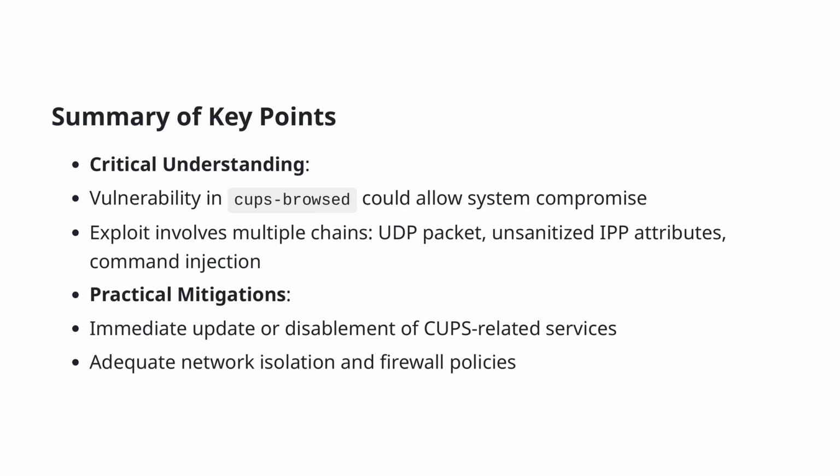In this slide, we summarize key points from our discussion on the vulnerability in cups-browsed. It's critical to understand that this vulnerability can lead to system compromise. The exploit involves several stages, including an initial UDP packet, unsanitized IPP attributes, and ultimately, command injection. On the practical side, immediate action is crucial. Updating or disabling CUPS-related services is a primary step. Additionally, ensuring robust network isolation and applying stringent firewall policies will help mitigate the risk. These points encapsulate the essence of the vulnerability's impact and the primary mitigation strategies you should implement to protect your systems.